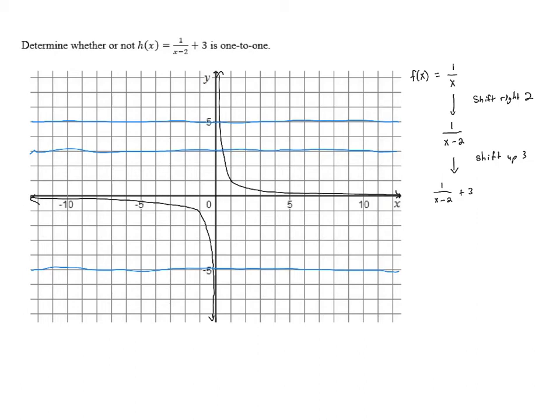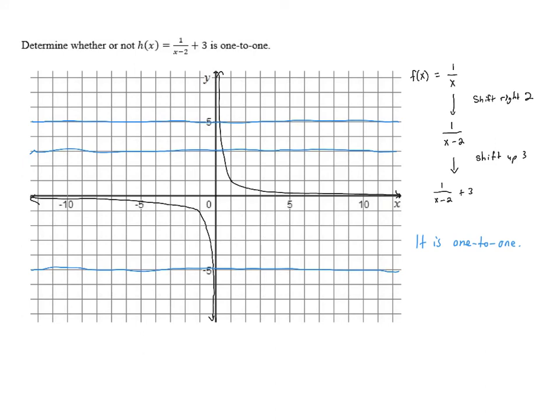And if we take the graph and we shift it to the right and we shift it up, the new graph is still going to pass the horizontal line test. We don't even need to graph it. Of course, you can if you want to. But because it's just a translation of a graph that satisfies the horizontal line test, the new graph will as well, and thus our function h of x, it is 1 to 1.